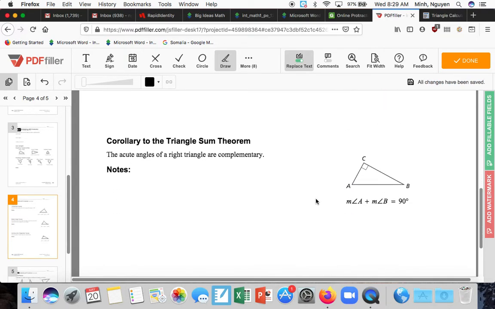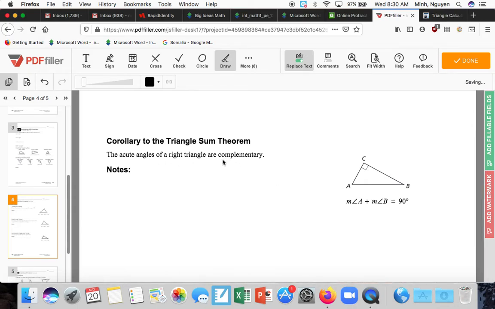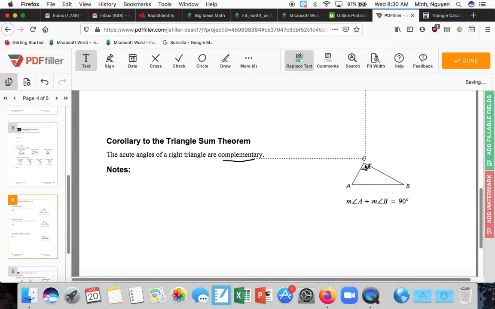Corollary to the triangle sum theorem: the acute angles, acute means less than 90, or smaller than 90, the smaller angles of a right triangle are complementary. So complementary means add up to 90. And so if we already know this adds up to 90, or sorry, not adds up, this just is 90.